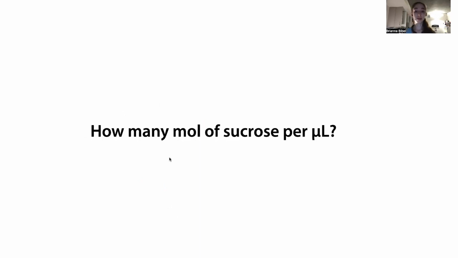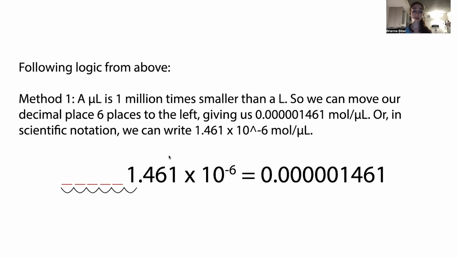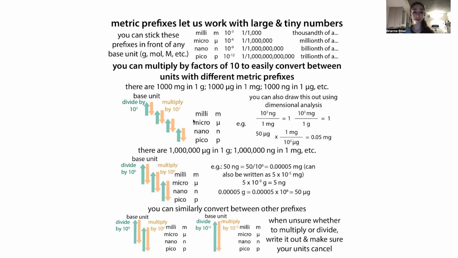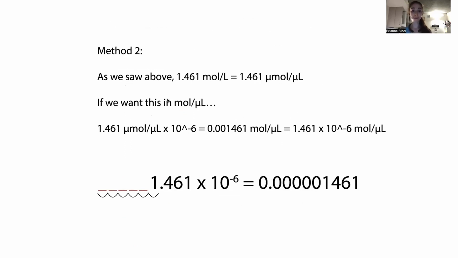Now similarly, we could do the same sort of thing to figure out how many moles of sucrose per microliter. Here, instead of a thousandth, we're dealing with a millionth, but we can do the exact same thing and get an answer that's the same. We can also recognize that there are 1,000 microliters in a milliliter. Start with that milliliter value and then move our decimal place 3 places to the left. So going from micro to milli, that's a factor of 1,000. Micro to the base, that's a factor of 1,000,000.